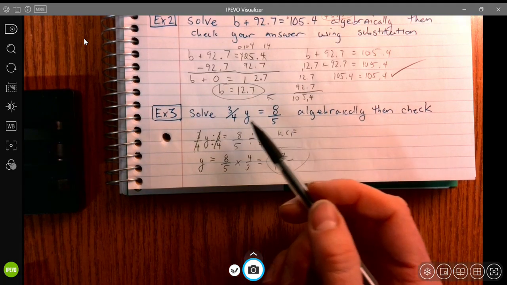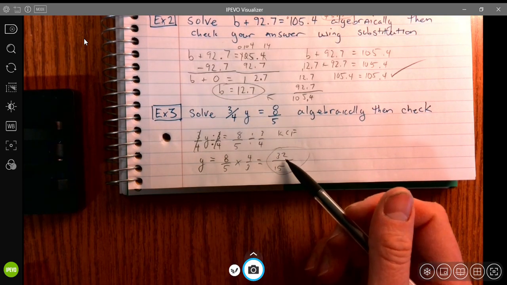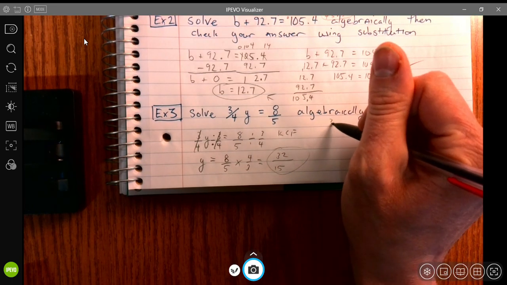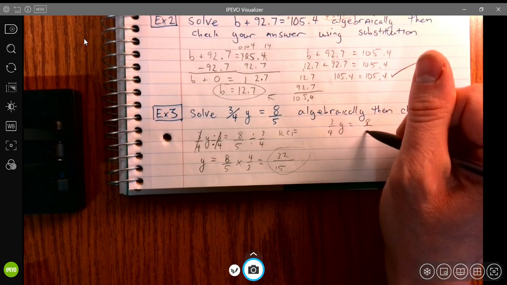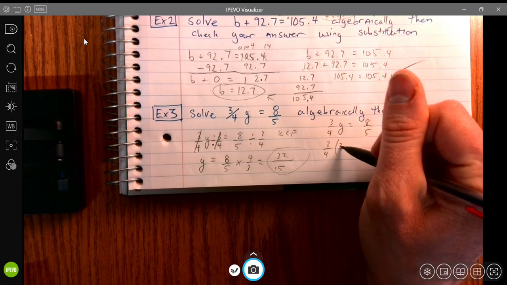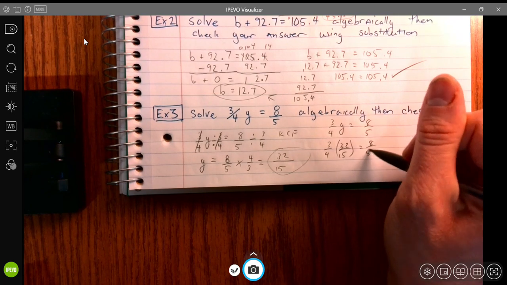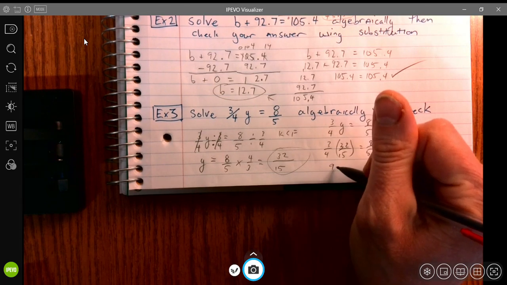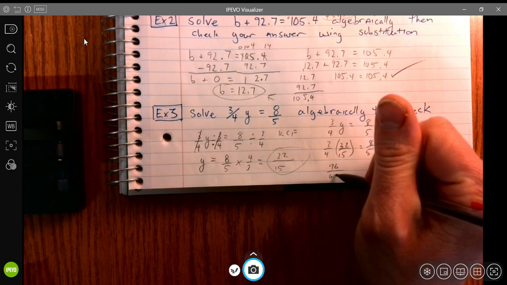Okay, now here's a good one. So how are we going to check this? Well, we would check it just like anything else. I'm going to take this 32/15 and I plug it in wherever I see a y. So I'm going to go back to my original question. 3/4 y is equal to 8/5. I'm going to plug in my answer. And 3 times 32 is 96. Okay. 4 times 15 is 60.